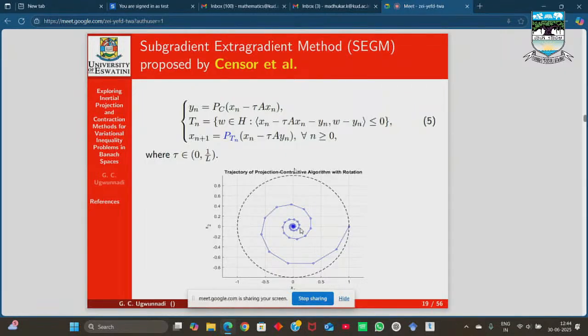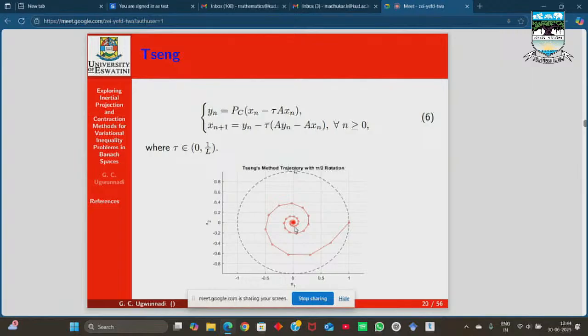The trajectory of the gradient using A as a rotation by pi over 2, they are still the same. But the rate of convergence is faster here when we look at this place. Then another one is what we call Tseng's method. What Tseng did is to remove totally the second projection and introduce what we call the residual. With this, we still try to see the nature using a simple rotation of pi over 2, and look, that is also converging to 0.